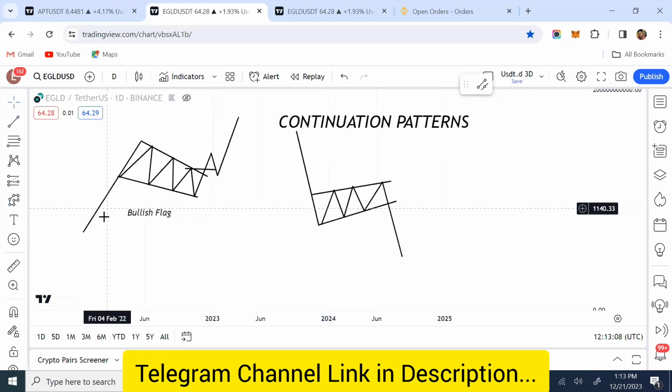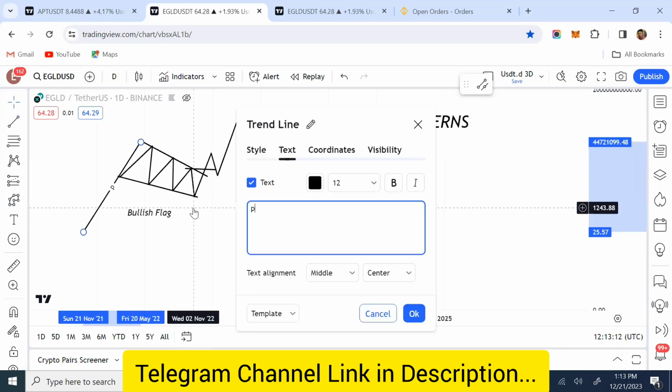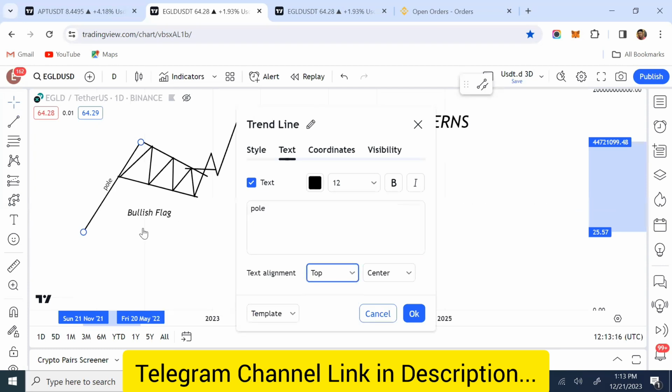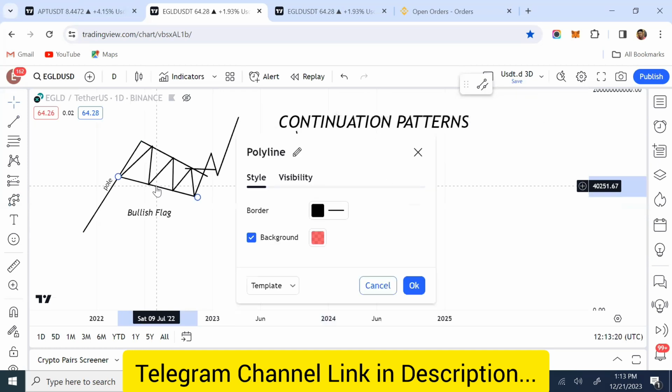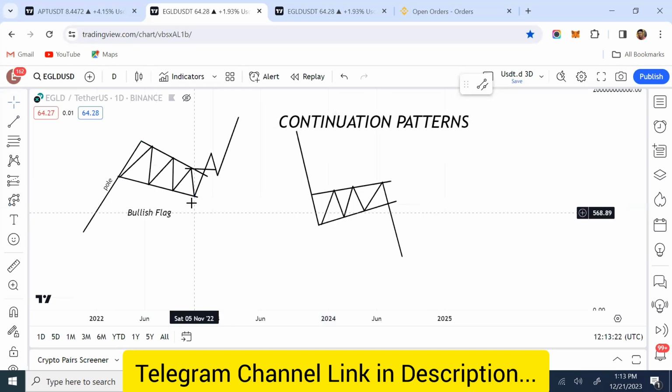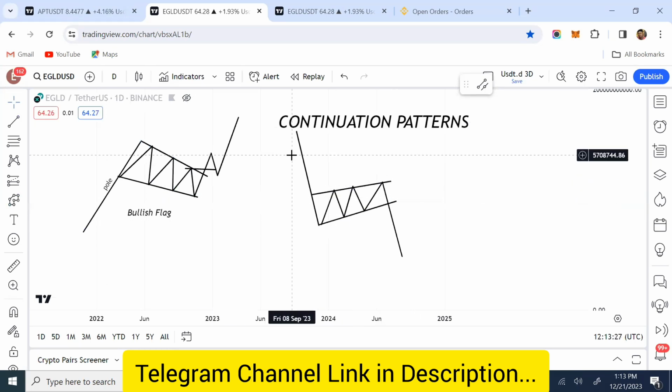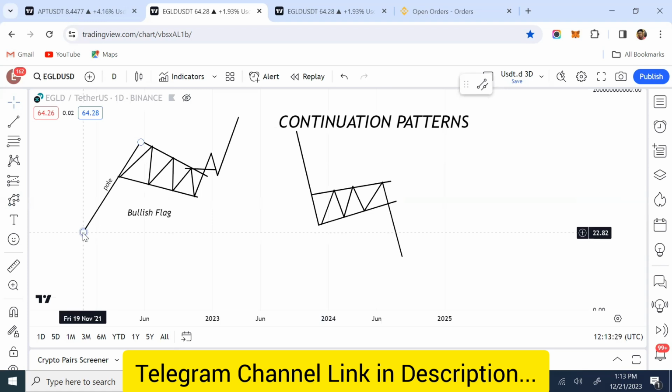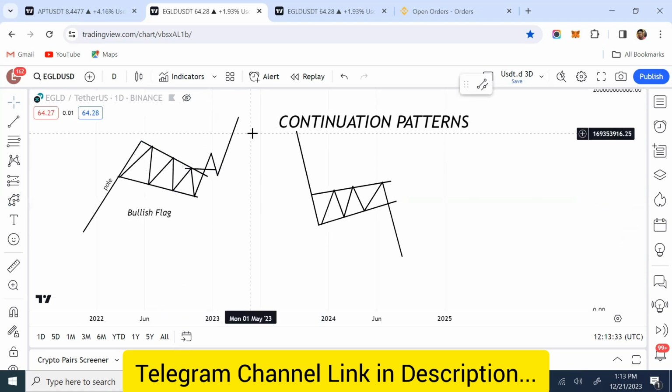This is the pole of this flag formation. This is the pole. This is the flag. All right, this is the pole and this is the flag, right? So basically, it's going to be the distance between here to here. The distance of the pole is going to be your target.